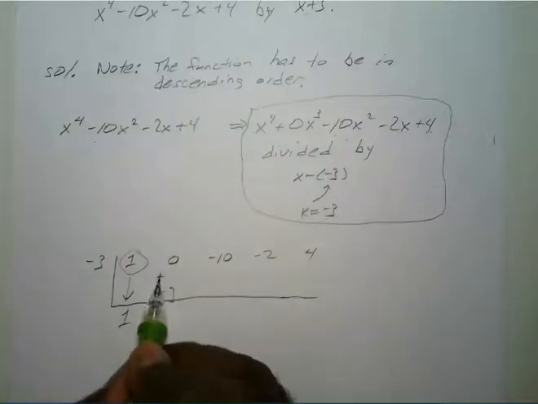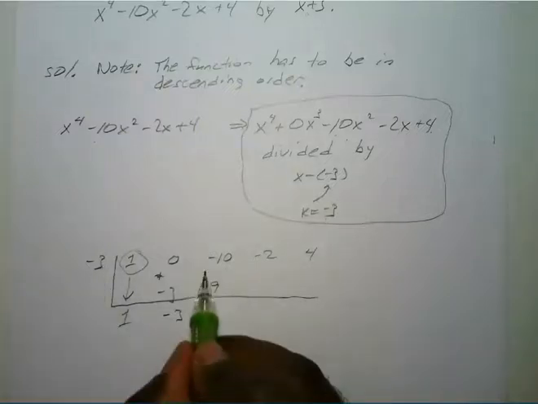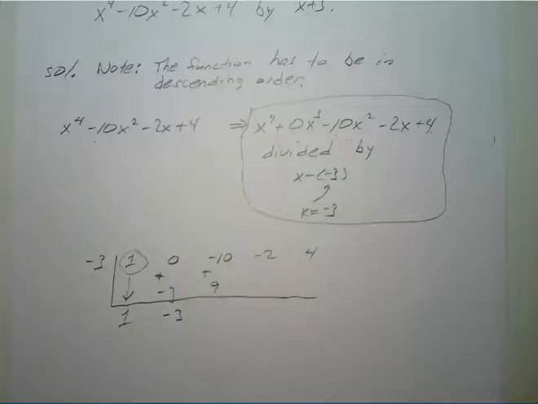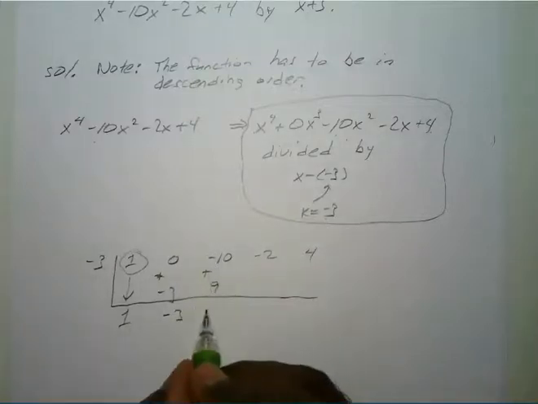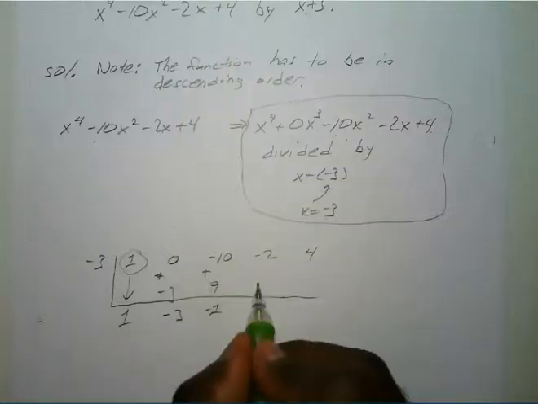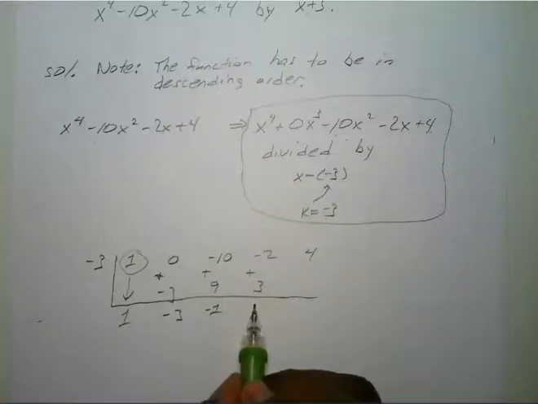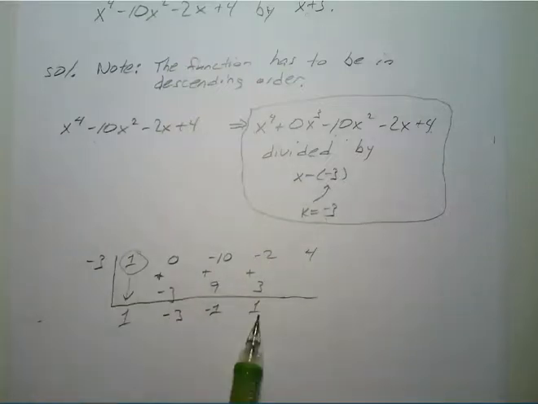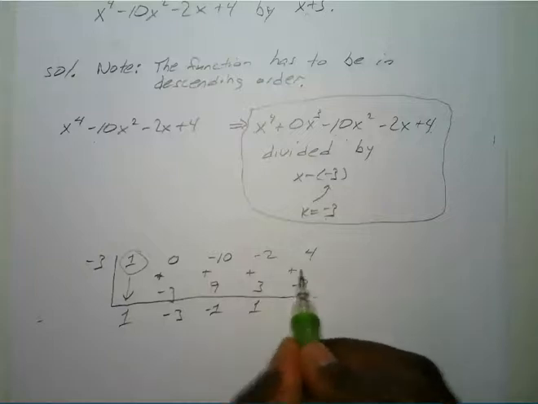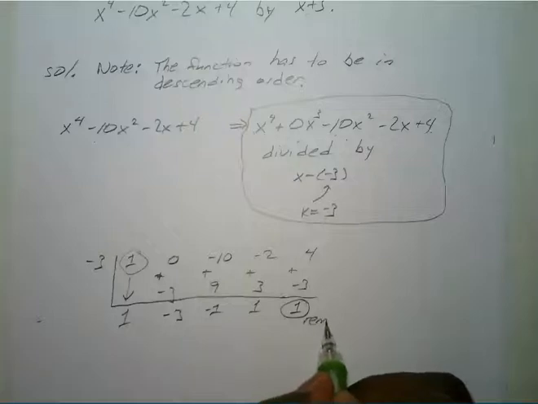Let me clean that up. There we go. Okay, 0 plus negative 3 is negative 3. Negative 3 times negative 3 is positive 9. We go ahead and add those two together. Negative 10 plus 9 is negative 1. Negative 3 times negative 1 is positive 3. Go ahead and add those two together. Negative 2 plus 3 is positive 1. Negative 3 times 1 is negative 3. We add those two together. 4 plus negative 3, positive 1. That's your remainder.